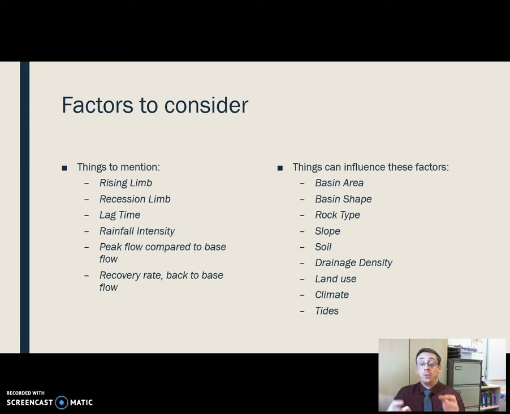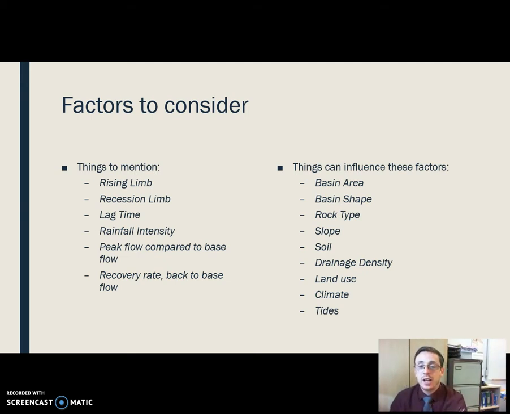Now, before we go into any of this, you need to remember, if you're ever asked to analyse a storm hydrograph, there are some things that you are expected to talk about. We're looking for you to discuss the rising limb, the recession limb, lag time or basin lag time, how intense the rainfall is, how long it occurs over, what is peak flow as compared to base flow, and how long does it take to get back to base flow from peak flow, what is that recovery rate.